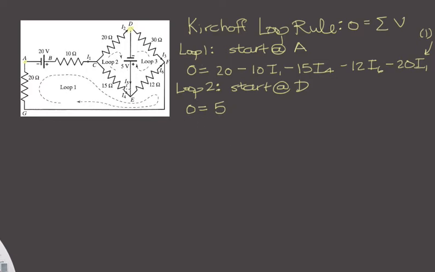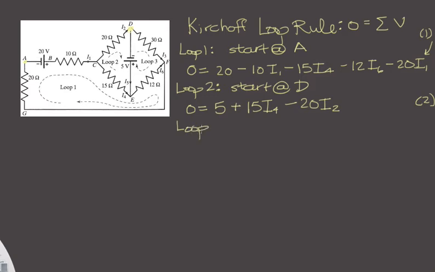Okay, now this is where things get interesting. I'm going to move up and to the left along this part of this branch right here. Notice that I'm moving against the current. Now that I'm moving against this current I4 here, this becomes a positive IR. So in this case, positive 15 I4. And then I'm going to continue to make my way back to D to complete this loop 2. So now I'm moving in the direction of I2, so I'm going to have a negative 20 I2 here. This gives me my second equation, equation 2. The reason that I'm labeling this is because I'll be using these equations in the next part of this video, which I will link to at the end of this video, to actually solve this entire system of equations.